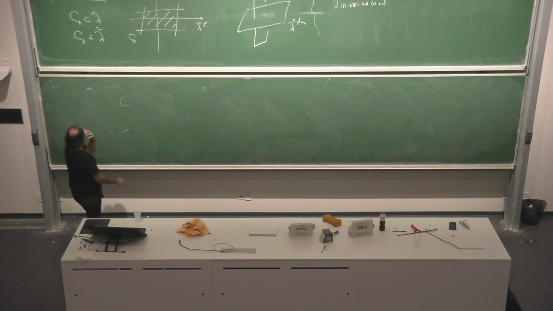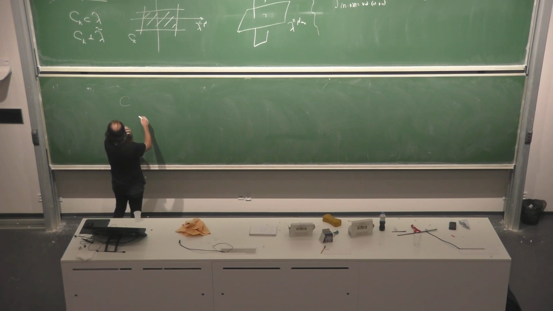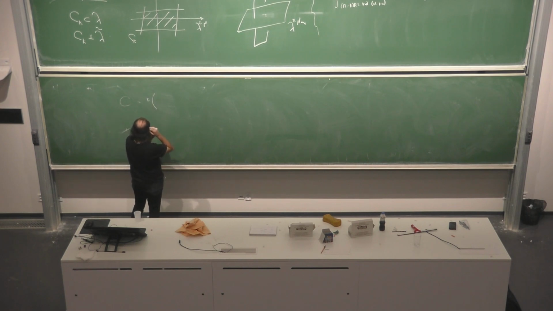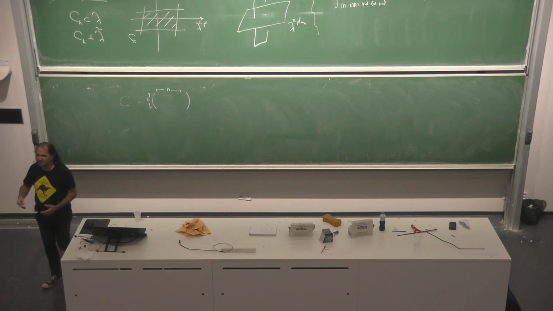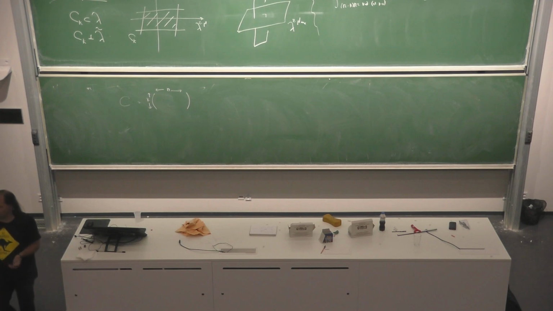So C is a K-plane in n dimensions, so C is a K by n matrix. I presume Jake explained this to you. Oops. There we go. So C is a K by n matrix. And we're supposed to integrate over all C's that contain lambda and are orthogonal to lambda tilde, right?